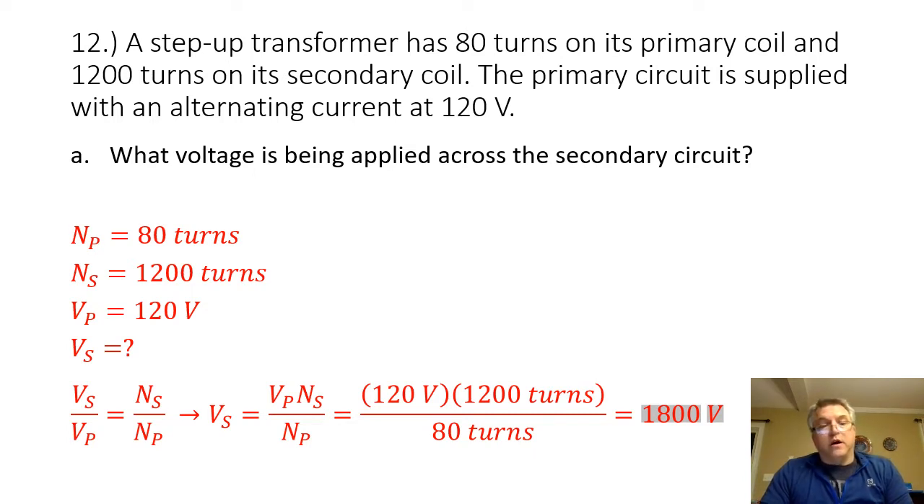This time we are still cross multiplying, but now we are going to solve for the secondary voltage. And when I do that, I am going to have Vs is going to equal Vp times Ns divided by Np. Plug my known values into that, and I'm going to get an output voltage of 1800 volts.